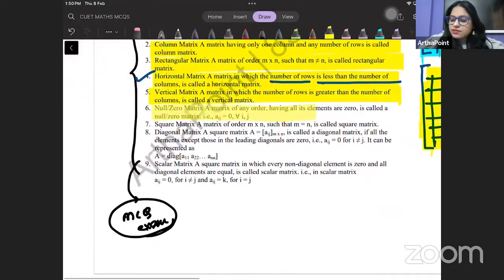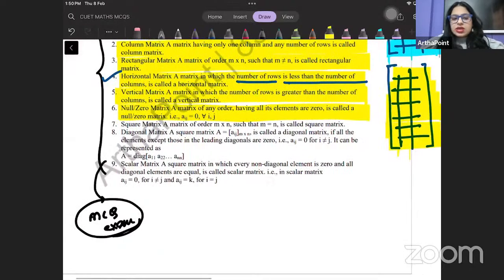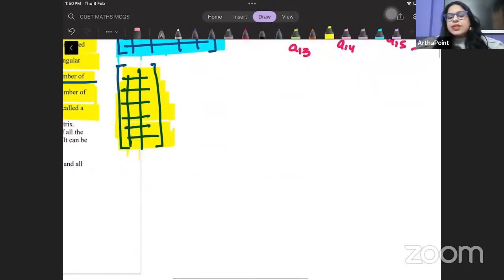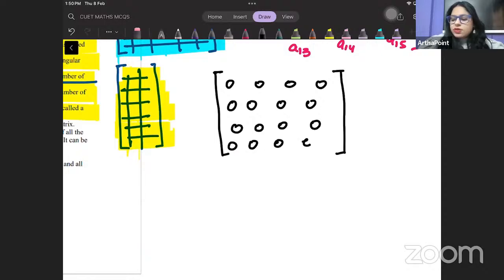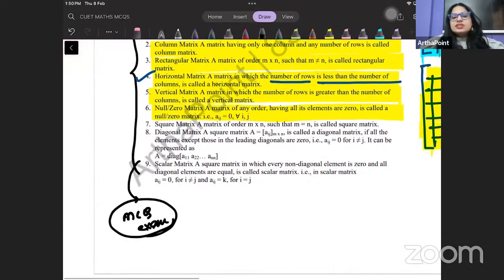Then we have something known as a null matrix. As the word suggests, null means zero. So a null matrix is any matrix in which all elements of my matrix are zero. Not a single positive or negative element. Every element of the matrix is zero. Then I can say that it is a null matrix. We can call it a null matrix.